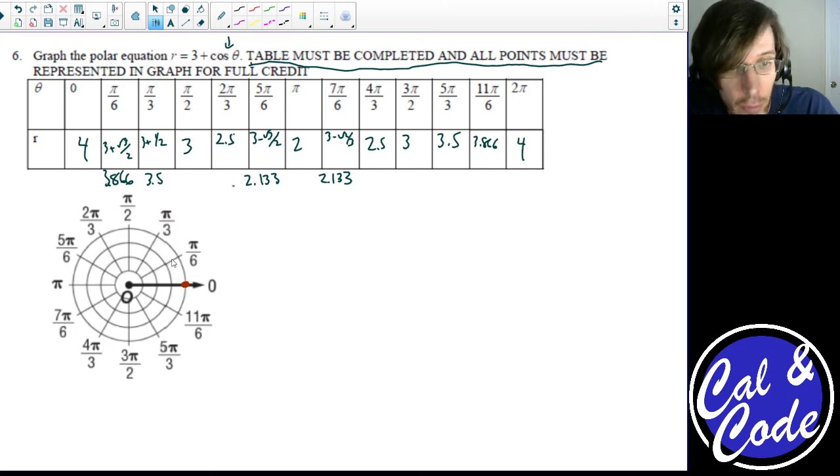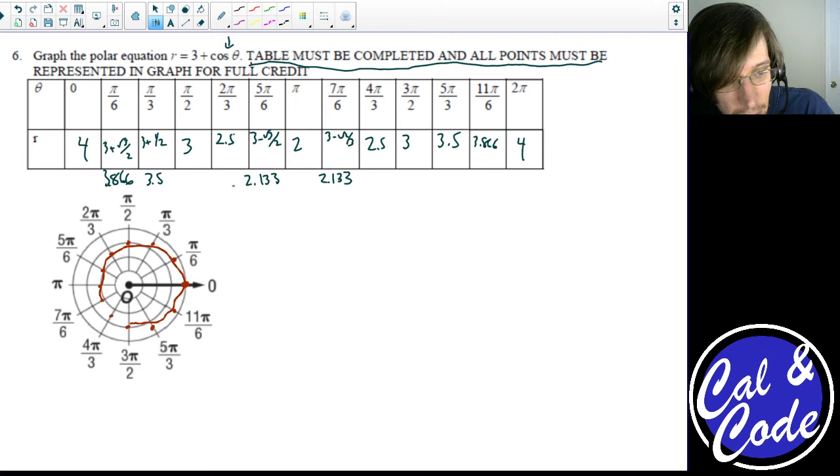There's 4, there's 3.86, there's 3.5, then we're down to 3, then we're down to 2.5, then we're down to 2.1, then we're down to 2, back up to 2.1, back up to 2.5, back up to 3, 3.5, at 3.866, and then back to 4. So this thing is, hopefully you remember from the last problem we worked.